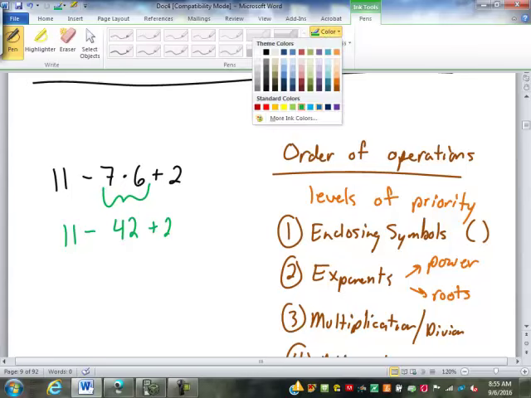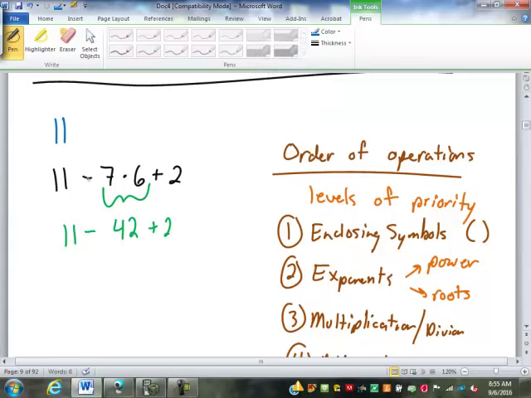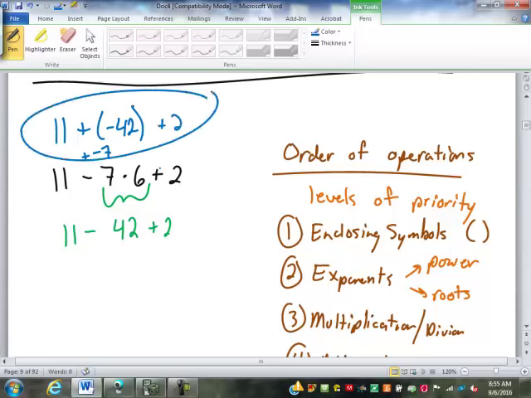We could, however, change that to a plus a negative 7. So it would be negative 7 times 6. In order to treat it as a negative 7 times 6, we'd have to do that. So then this would become plus a negative 42, and then plus 2. This and then what we have right down here are exactly the same thing.